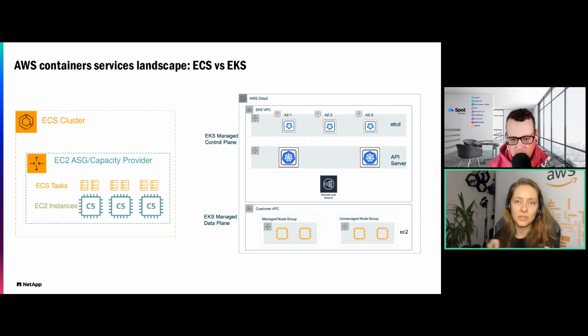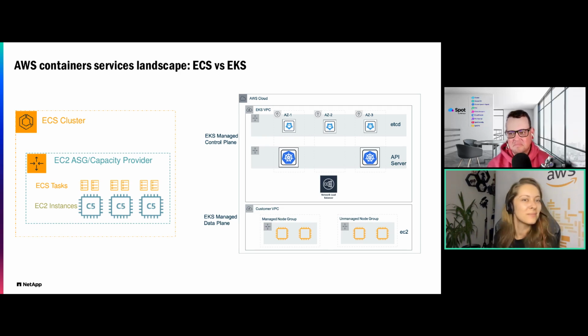And similarly with ECS, you can run it either on Fargate or on EC2. Similar pricing there. If you run EC2 instances, then you pay for those EC2 instances as they run every hour. So that's the main differentiators.